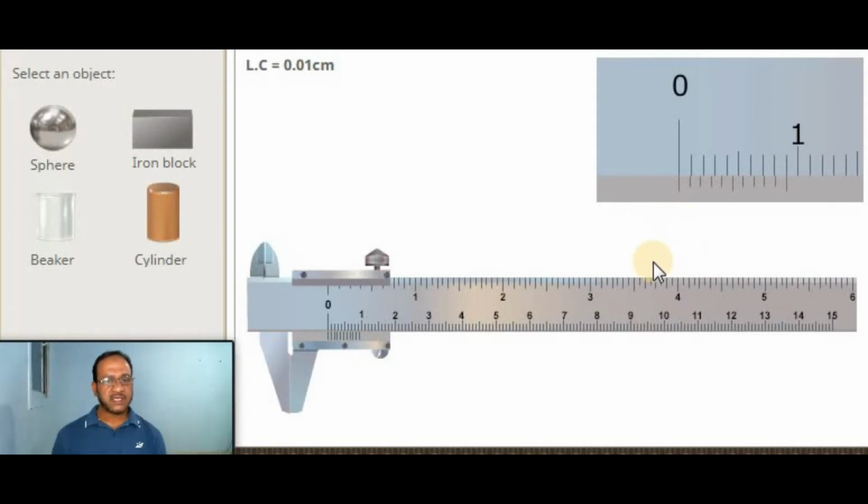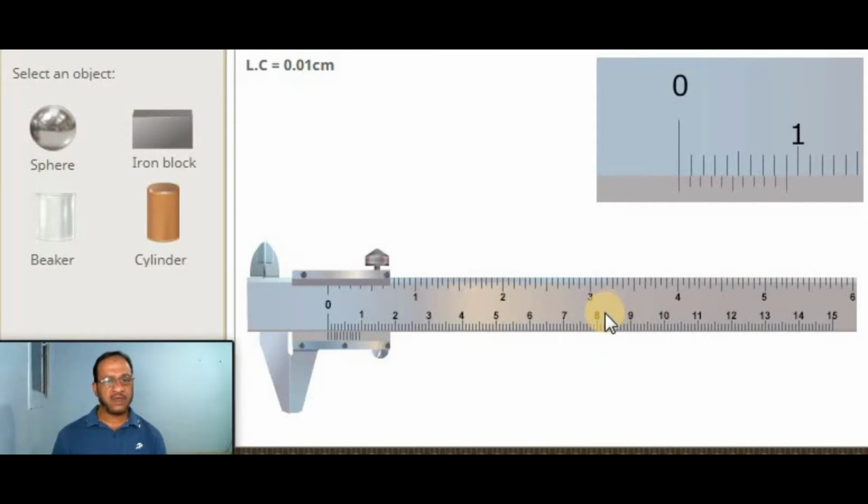The next line, least count is equal to 1 MSD minus 1 VSD. That is, 1 millimeter minus 0.9 millimeter, since 1 main scale division is 1 millimeter and 1 VSD is 0.9 millimeter. So least count is equal to 1 millimeter minus 0.9 millimeter, which is equal to 0.1 millimeter. That is the least count of the device, which is equal to 0.01 centimeter. It means we can measure the dimensions with an accuracy of 1 by 10th of a millimeter.